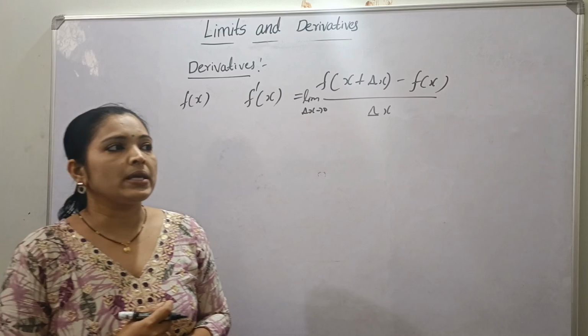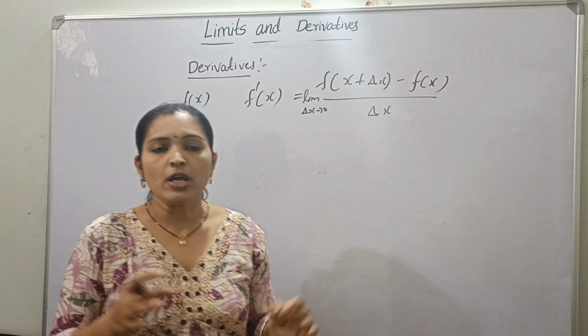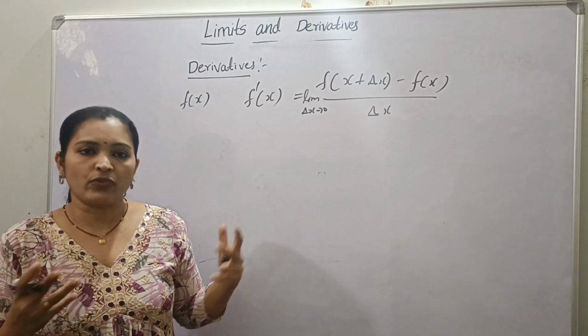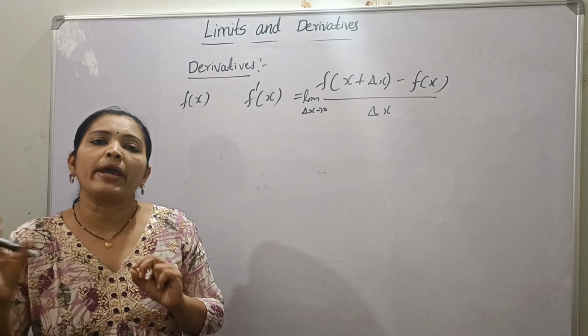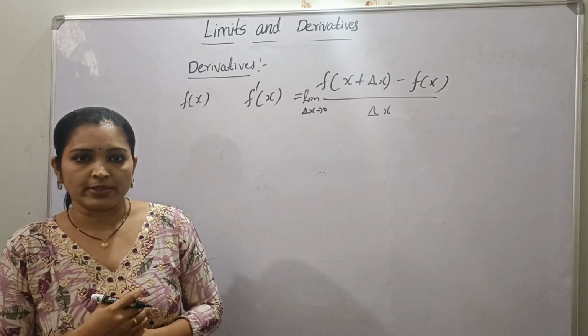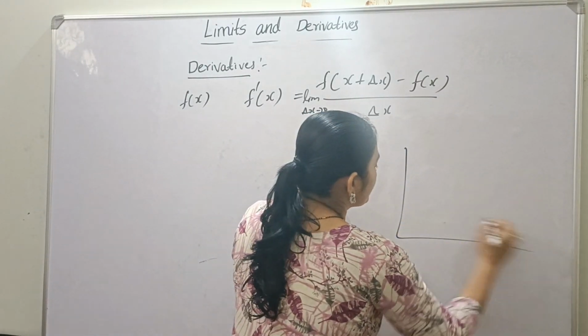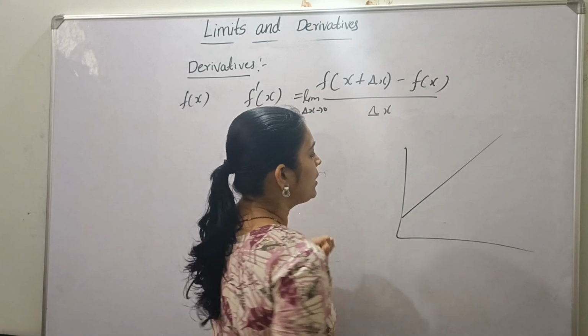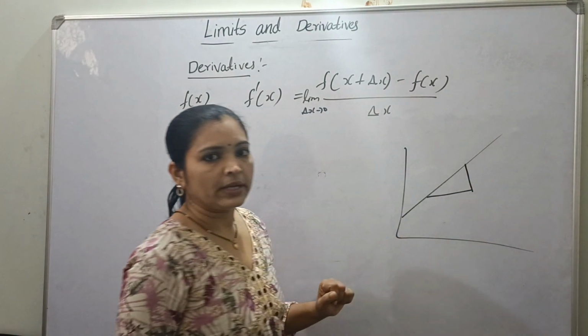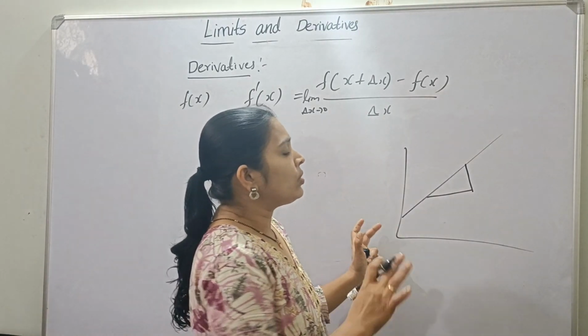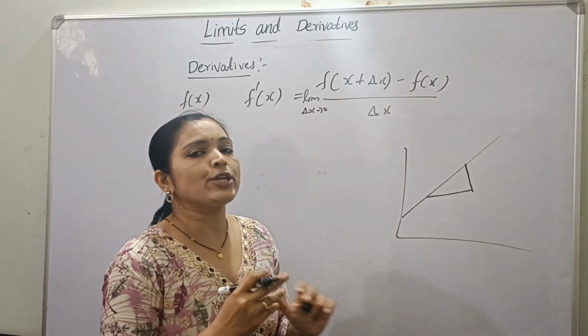One more example: slope. We have already studied slope of a line, right? Slope of a line is also a derivative, that is a rate of change. In the xy plane, we know that slope is nothing but the steepness of a line, right? So here also the same thing is happening, that is rate of change.